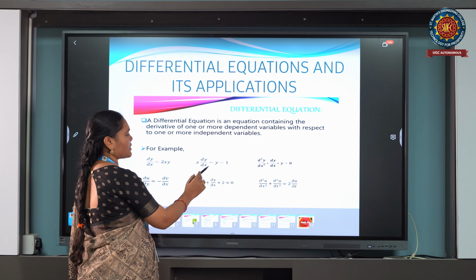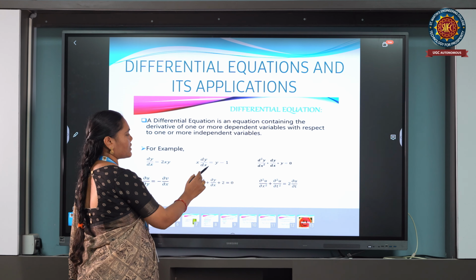Laplace equation is used to describe the steady state distribution of heat in a body. It is also used to describe the steady state distribution of electrical charge in a body. ∂²u(x,y,z)/∂x² + ∂²u(x,y,z)/∂y² + ∂²u(x,y,z)/∂z² = 0 is the Laplace equation. This is one of the applications of differential equations.